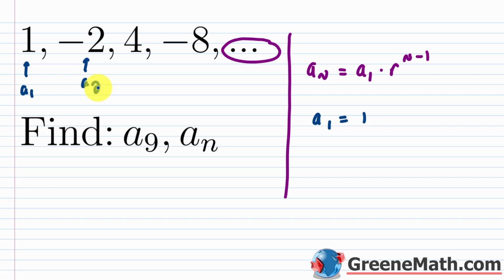And then you divide the one on the right by the one on the left. So we're going to say that r is equal to a sub 2 over a sub 1, which equals -2 over 1, which equals -2. And again, you can check this. So 1 times -2 is -2. -2 times -2 is 4. 4 times -2 is -8. Again, if you get something, I would just check it really quickly, just to make sure you didn't make a simple error. So that means the r value is -2 and the a sub 1 value is 1.